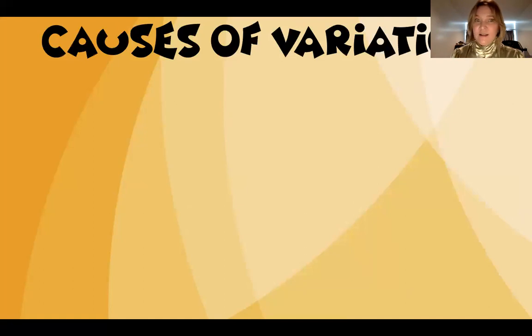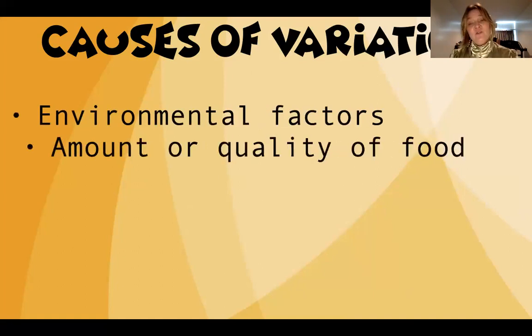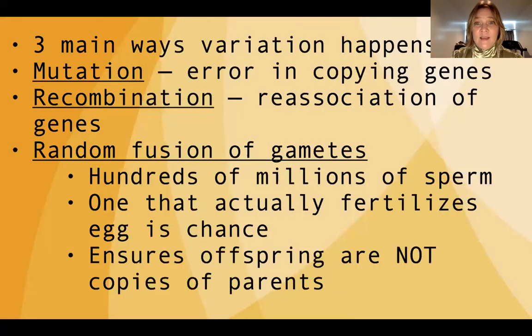So what are the causes of variation within individuals in a species or population? There are environmental factors, for example, the amount or quality of food. There's also, of course, heredity. There are three main ways that variation can happen. That's mutation, recombination, and a random fusion of gametes.